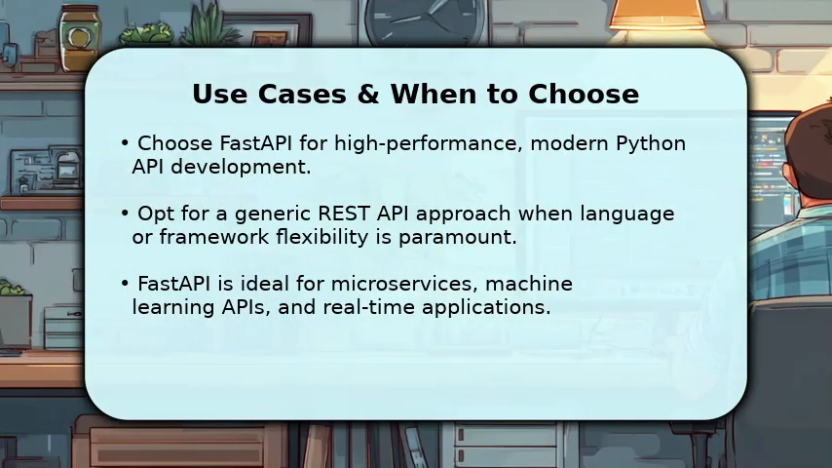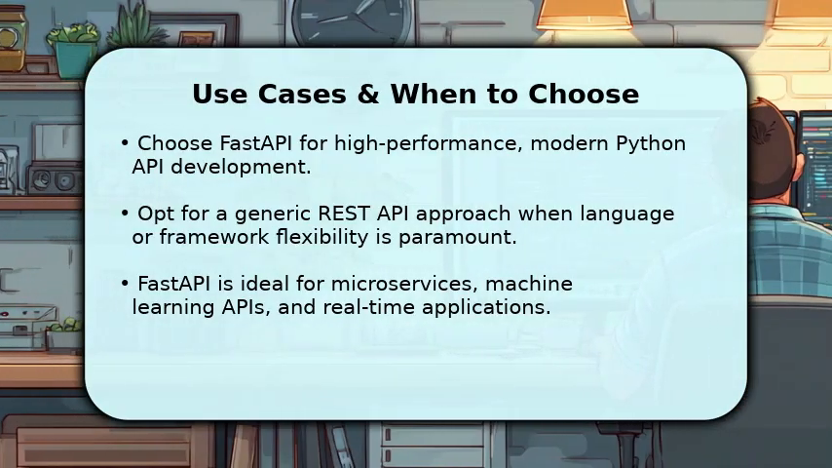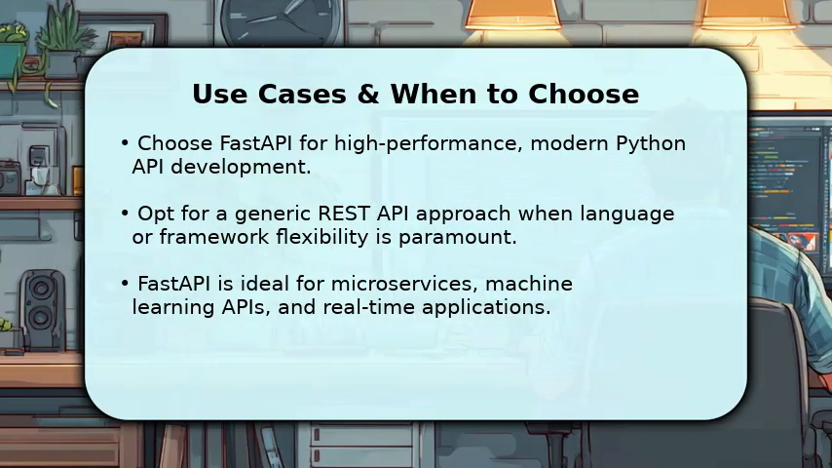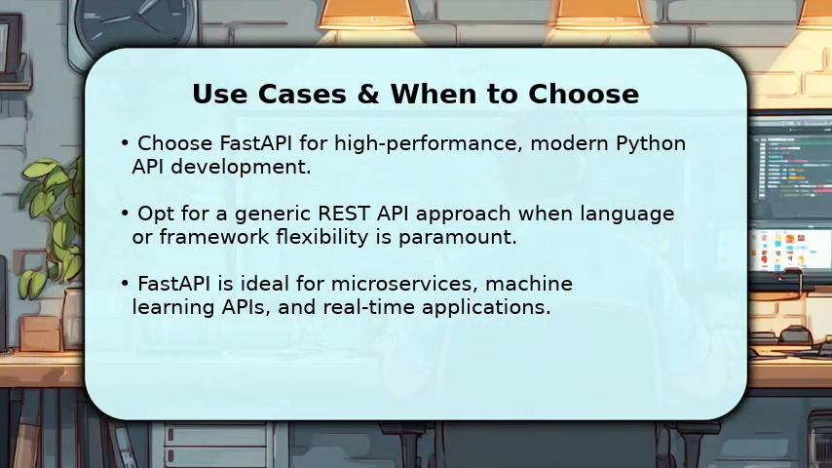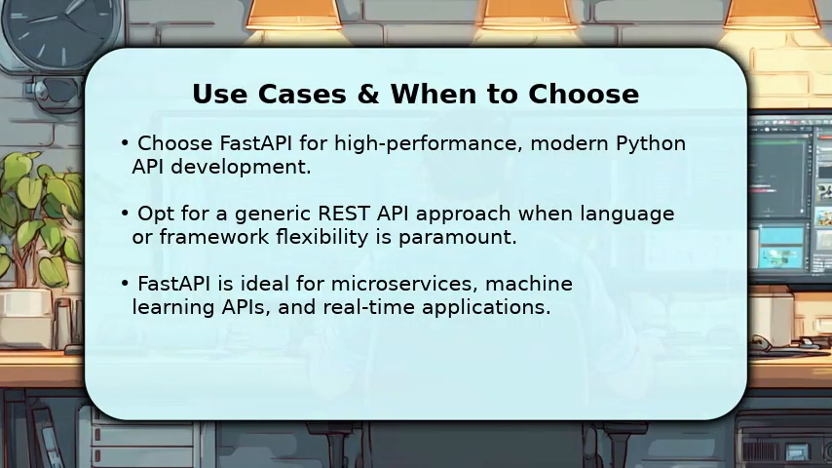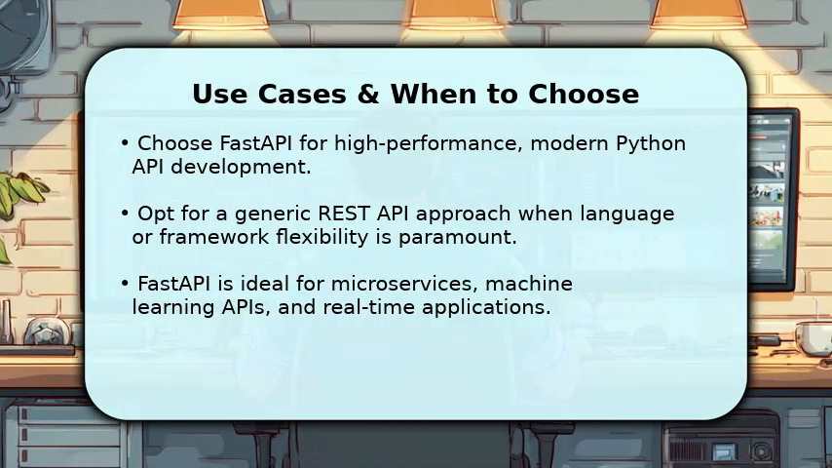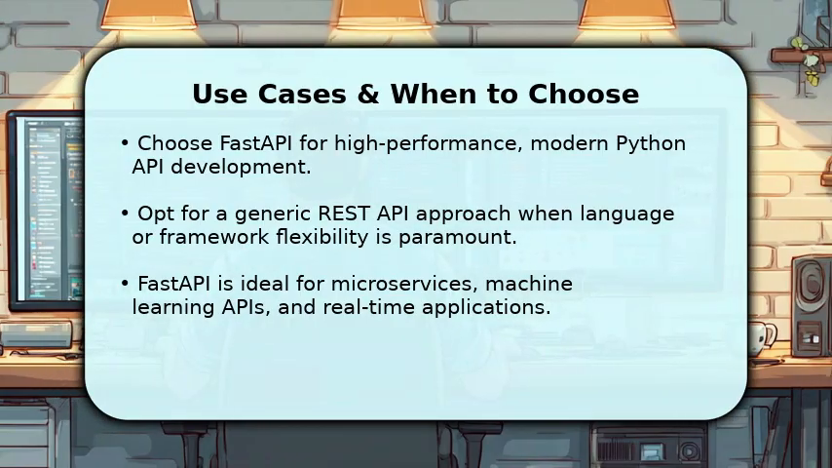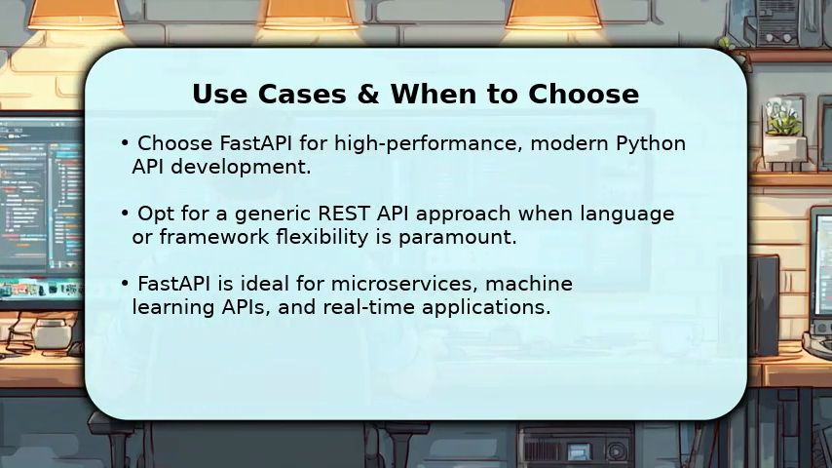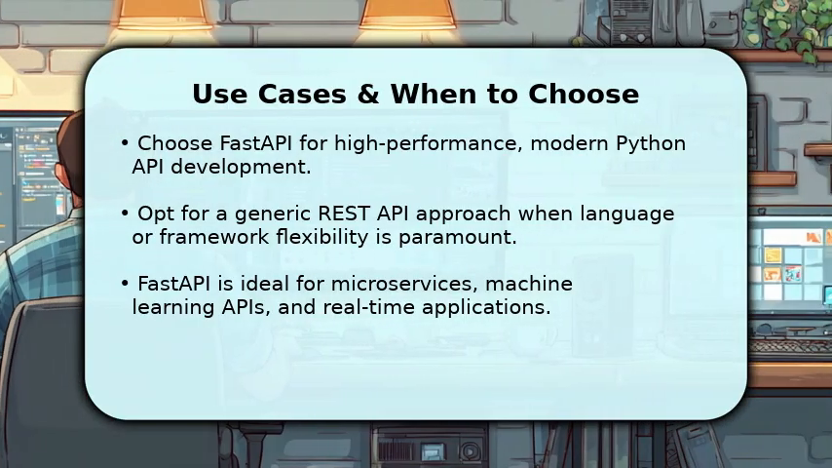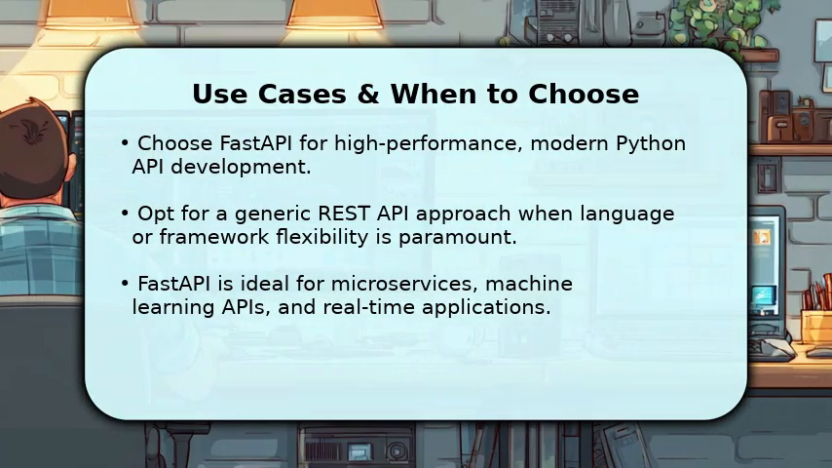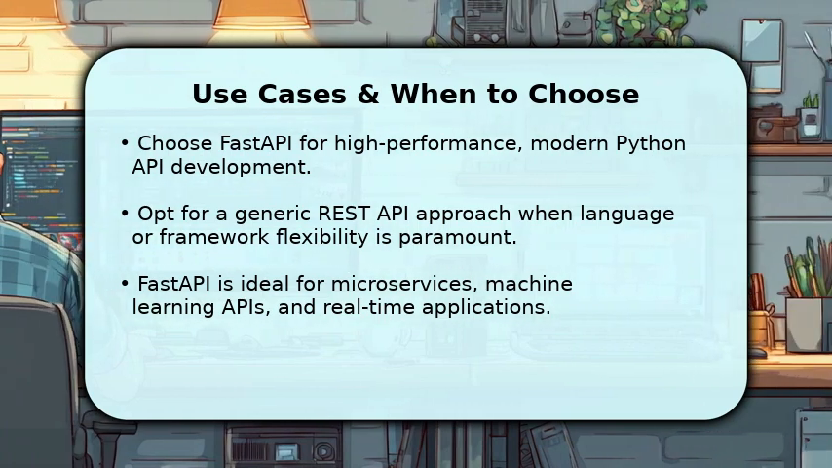So, when should you choose each? If you're building a new, high-performance API in Python, especially for microservices, machine learning models, or real-time data, FastAPI is an excellent choice due to its speed and developer-friendly features. However, if your project requires extreme language agnosticism or you're integrating with a diverse ecosystem, understanding and implementing the broader REST API principles remains universally valuable.